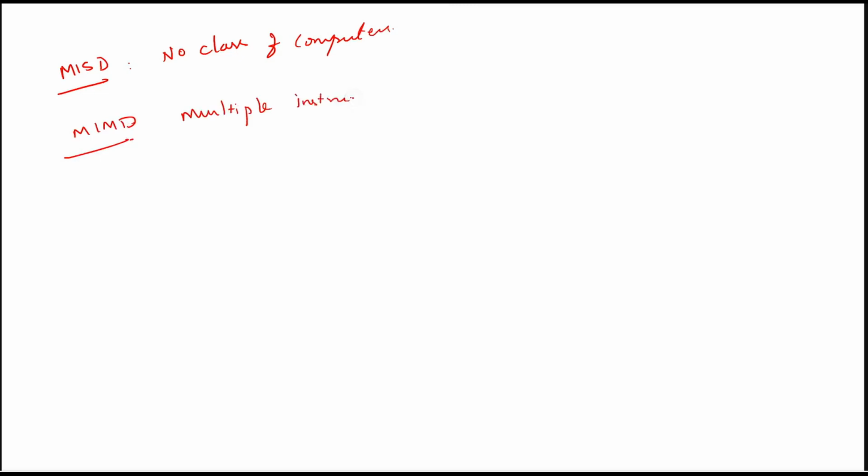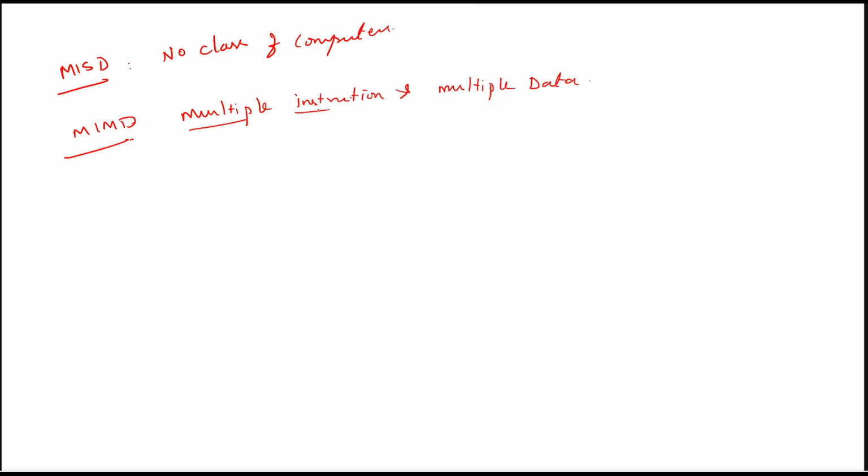And the third case, MISD. Moving on to MISD, so nothing is like this. Multiple instructions on single data. So there is no class of computers till now they invented. So the last one is MIMD. As the name implies, it is multiple instruction and multiple data. As the name implies, we have multiple instructions and we have multiple data.